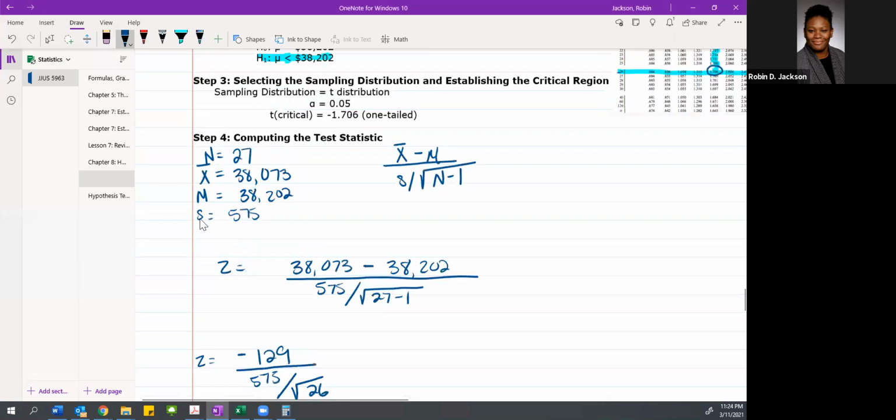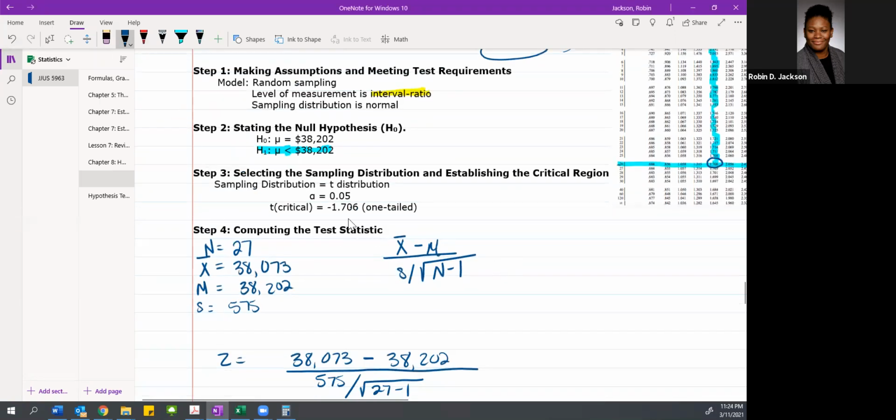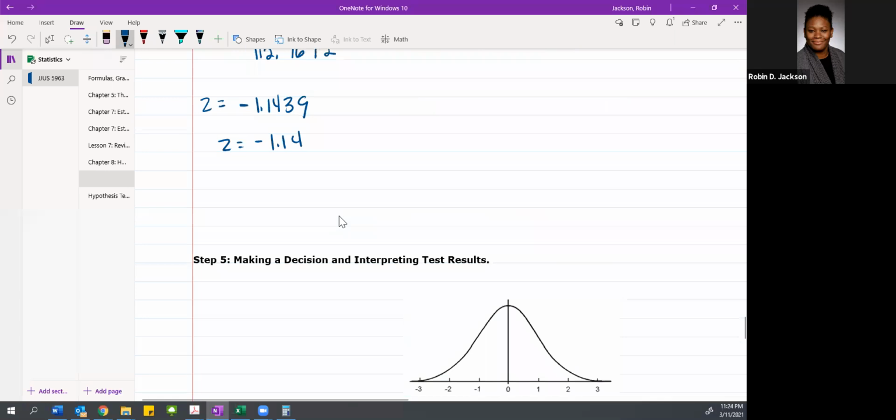What I'm doing here is coming back and looking at the T critical because I need to write that in step 5. So that is negative 1.706. Our T critical is going to be equal to negative 1.706.